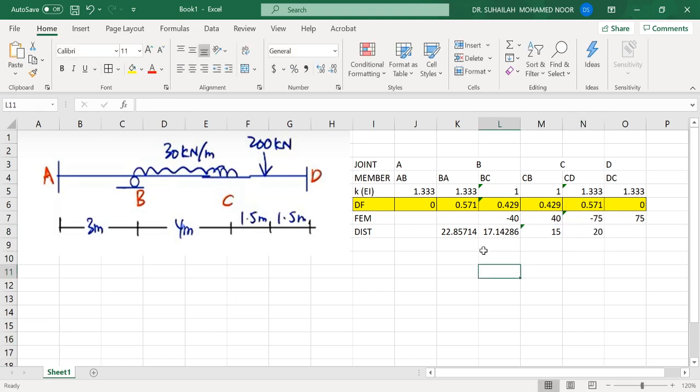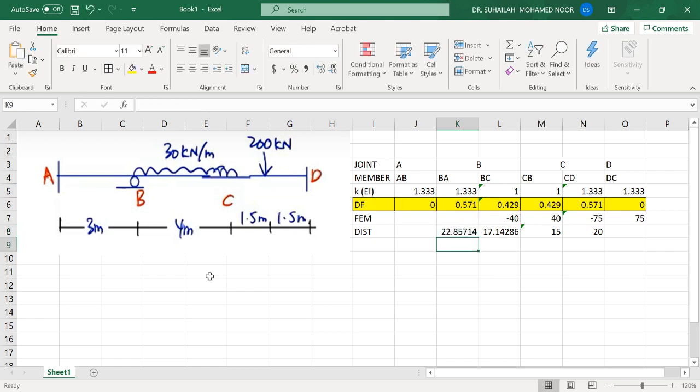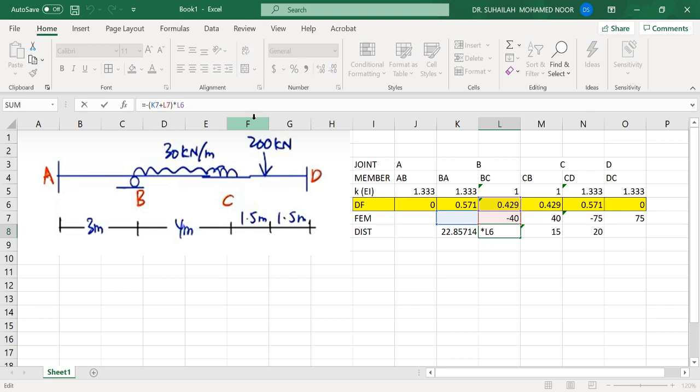Before we proceed, we have to check back the formula. To lock the distribution factor row, we have to put the dollar sign like this, because we want to lock the distribution factor. We have to do the same for the rest. For L6 we have to lock also.